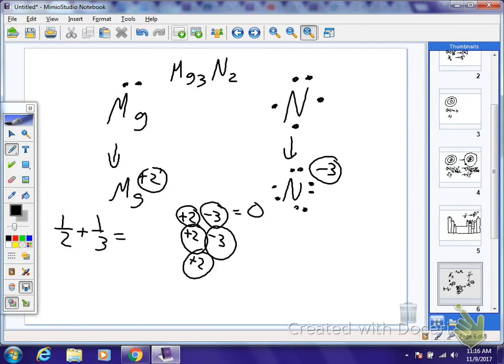Instead of drawing them out each separately. It's nice to see separately how they equal out, but you have to get the point. If I give you a plus 2 and a minus 3, you have to know that you have 3 magnesiums for every 2. That's the ratio it needs to be. And that's about as hard as it gets when it comes to comparing the ratios.